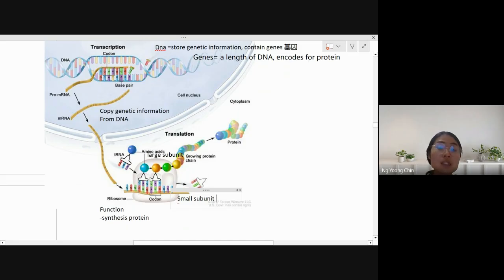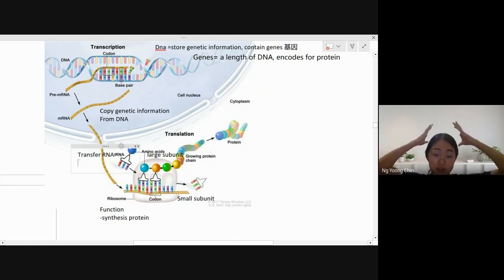And then they call tRNA to come. What is tRNA? tRNA means transfer RNA. You can see that transfer RNA carries the amino acids. You have 20 types of amino acid in your body, so you have around 20 times 3, around 60 of these transfer RNA. Transfer RNA always carries the amino acid on top of its head. So they call the transfer RNA to come.